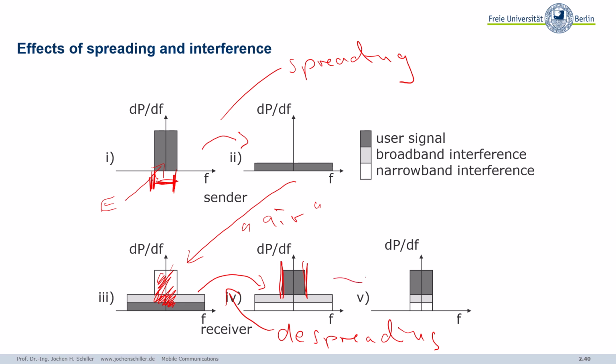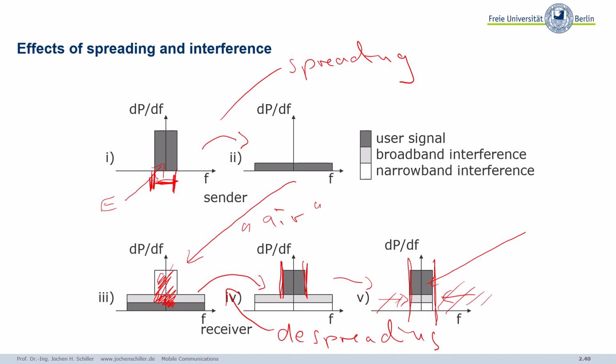The next step is you apply a filter that cuts certain frequencies. So you cut off the higher frequencies and the lower frequencies. We don't use them. And then the hope is that in the end the energy you receive from the original user signal, so the dark gray part, is big enough to detect the original data.